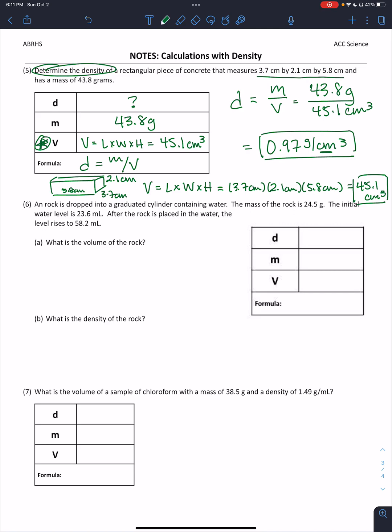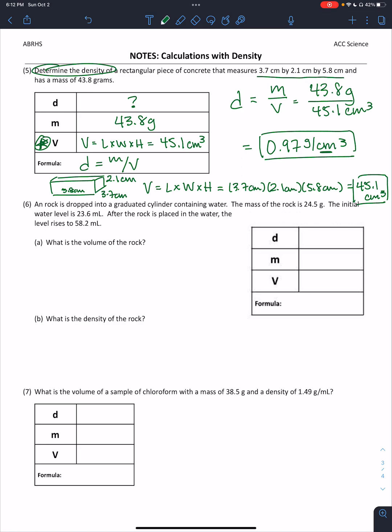We did a lab where we looked at volume by displacement, where we looked at a rock and we had a volume measurement in our graduated cylinder of water. We took that measurement and then we dropped the rock in and we saw that measurement change. The difference between those two values was equal to the volume of the rock. That's something similar to what we see in number 6.